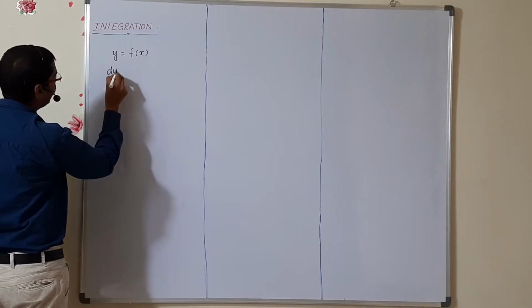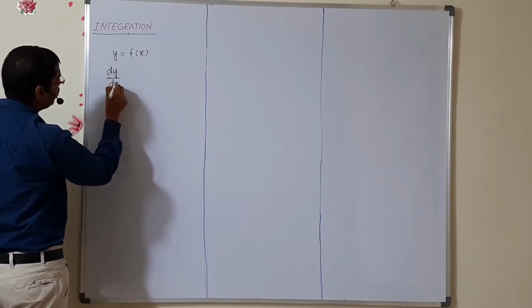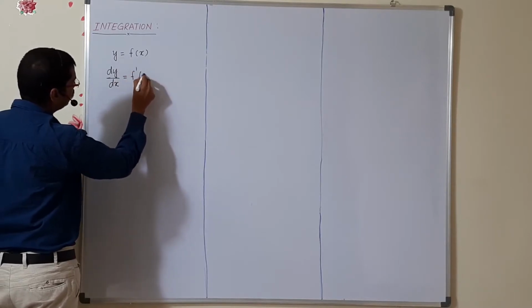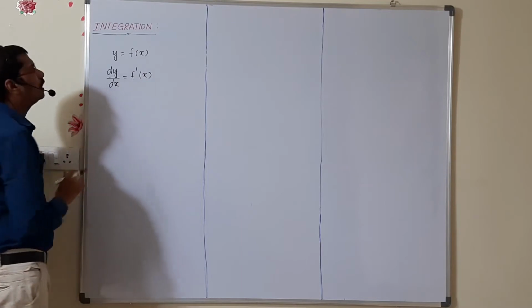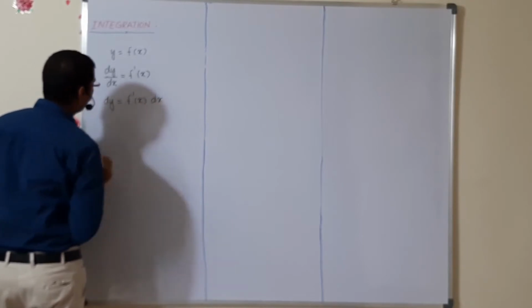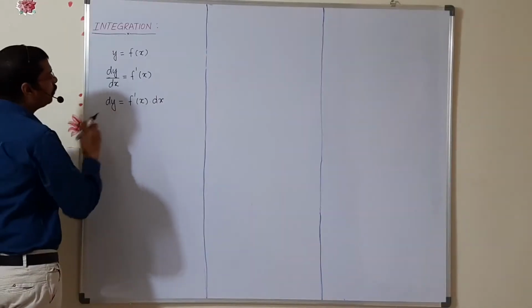dy upon dx is equal to f dash of x. This is a differentiation. Now if you want to explain integration, it is the reverse process of differentiation. Take the cross multiplication, we can write dy is equal to f dash of x into dx. Okay. Here the dy means a very small value.